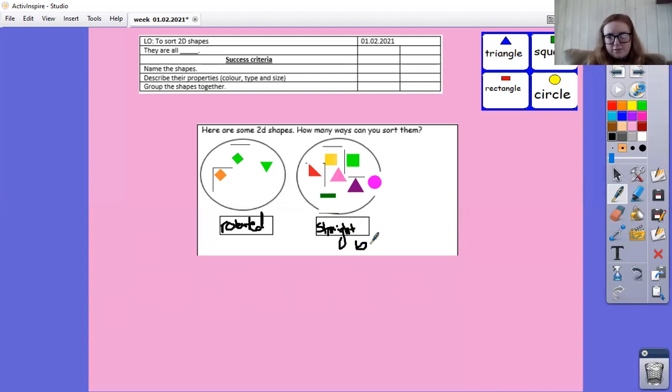Base. Actually, I should have put that one in there, because this does not have a straight side. So this cannot be grouped in there. All of these shapes have a straight base. They all have a straight base on them like this. So there are different ways we can sort those shapes.